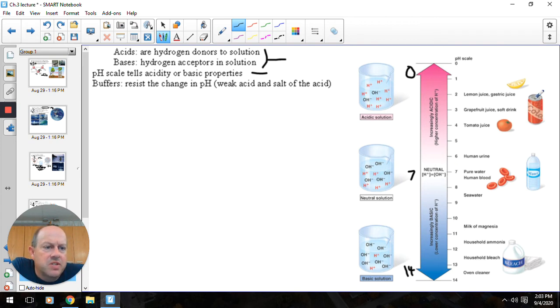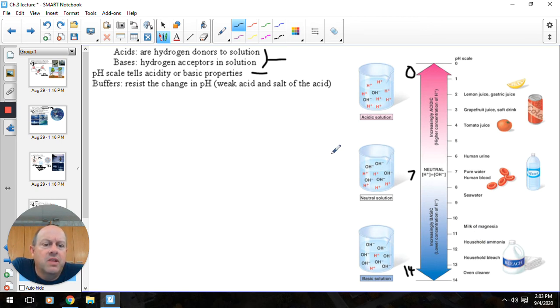And so we can see some common acids, like lemon juice, gastric juice, grapefruit, soft drinks, tomatoes, urine. These would all be acidic type solutions. Whereas basic, like human blood, salt water, milk of magnesia, many types of cleaners, those would be basic solutions.